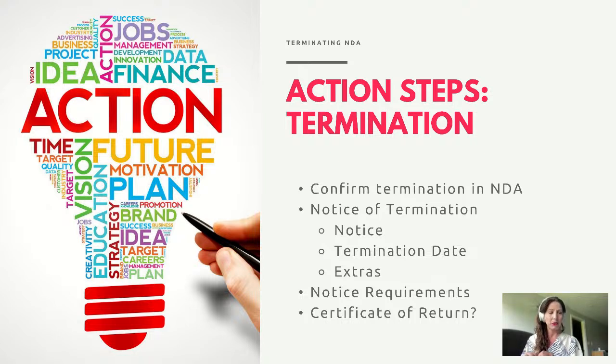Now, when it comes to a notice, we have to take an extra step than what we did with the amendment. See, with the amendment, both parties agreed, both parties signed. A notice of termination is only one party telling the other party. So, how do we make that legally effective if both parties aren't signing? And that's where this step of notice requirements comes into play. Notice requirements are required under the contract.